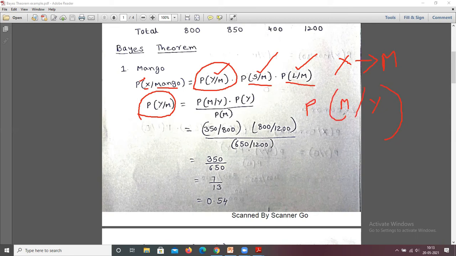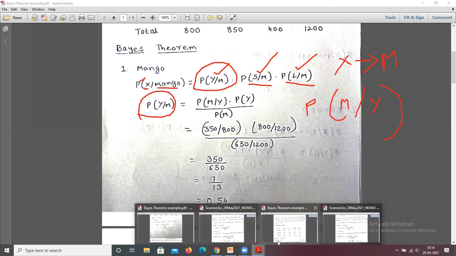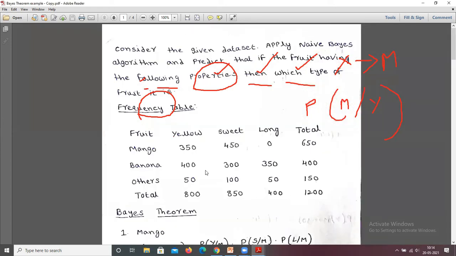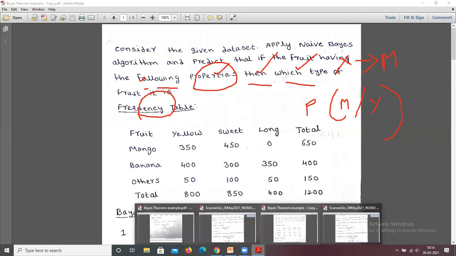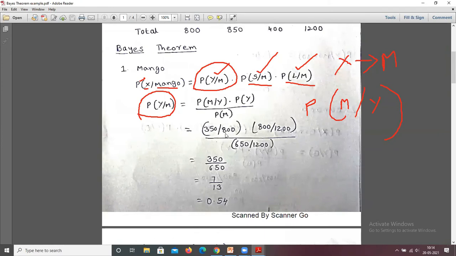What is the M here? M means mango. So the probability of M given Y here: what is it? M is 350 and the yellow is 800. So we write 350 by 800 as the probability of mango given yellow. And the probability of Y.